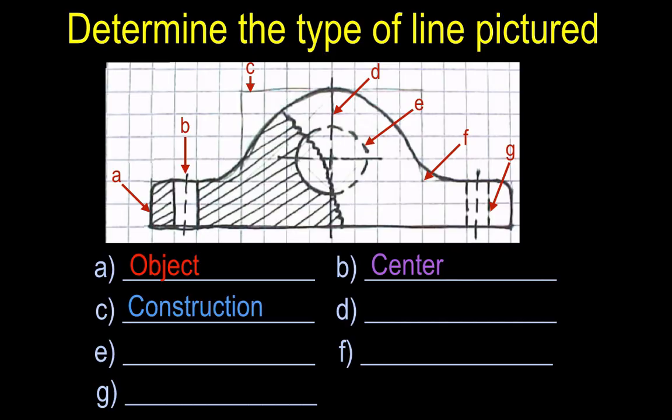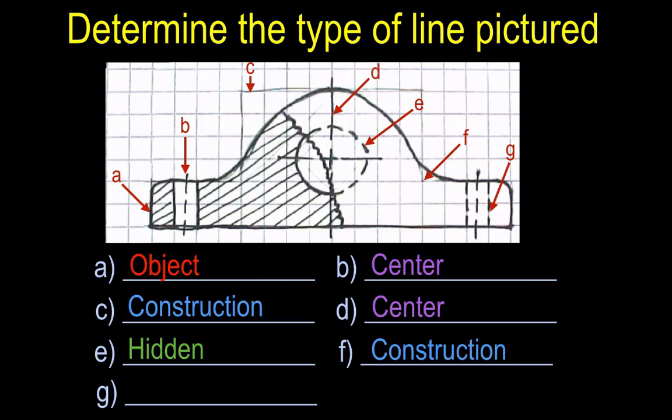D is a little tricky. Kind of looks like an object line, but at the same time, if you think about the way the shape of the object is, it doesn't really make sense. So if you look, it's going directly into the center of a circle, so it ends up being a center line. E, as you can see, is a dotted line, which means it is a hidden line. F is a little hard to see, but basically it was a sketched line that was really lightly done to help the person make their figure, which means it is a construction line.